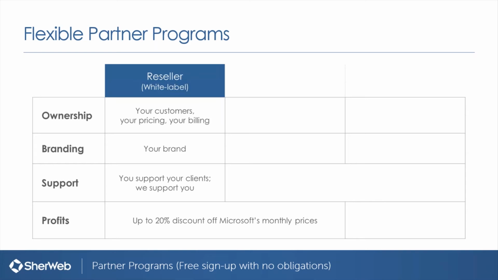SherWeb would provide you with a full price sheet of wholesale pricing. You would set your pricing terms. You would set your contract terms. You would own the billing. It would be your brand going out to market, and you would provide that end customer support, and we in turn would support you. With this program, we are able to discount almost across the board on a lot of Office 365 offerings, almost up to 20% on Microsoft's prices.